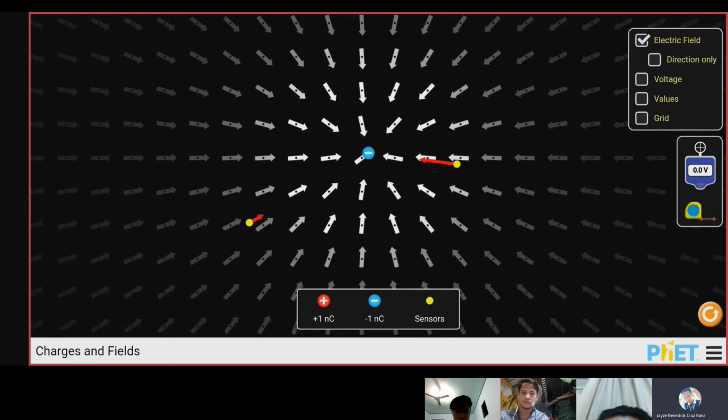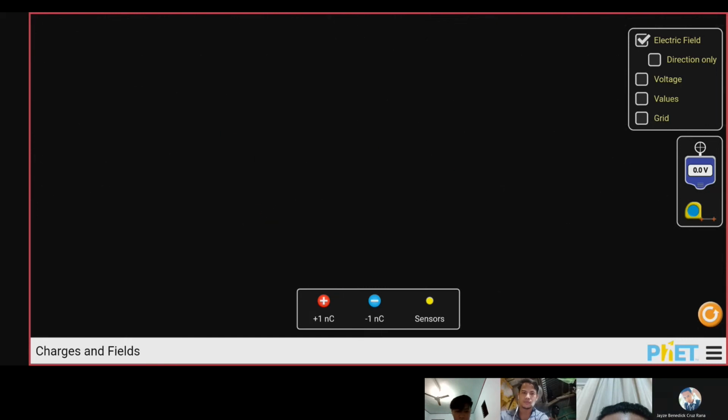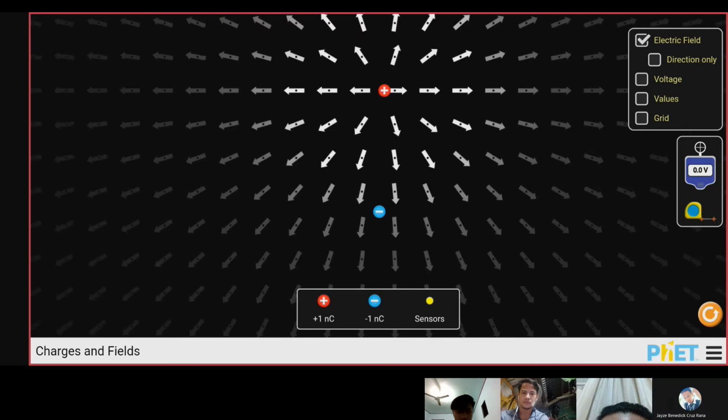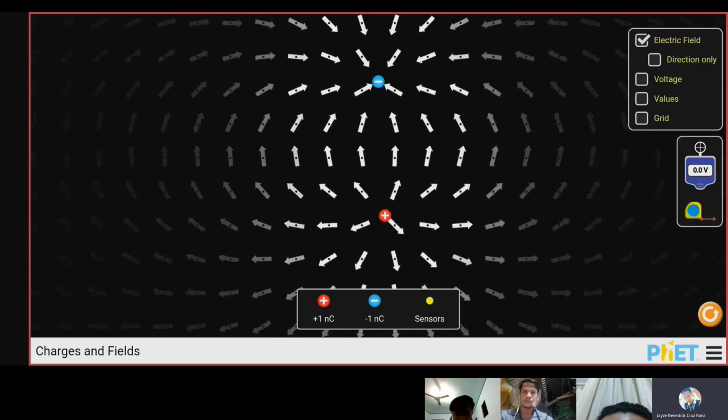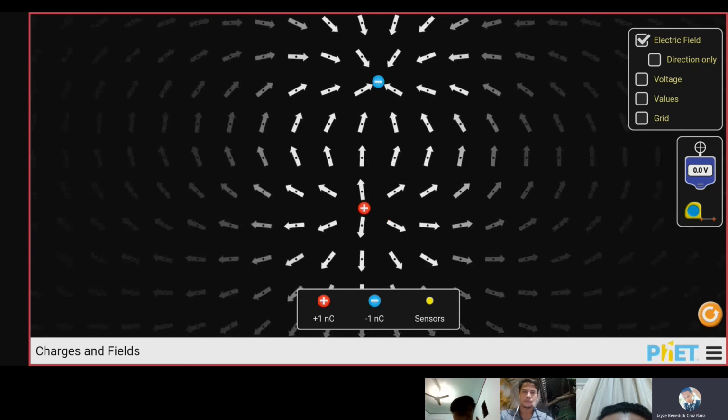Number 4, drop negative and positive charge ion. So ito po yung nagiging itsura nun. Negative sa taas, positive sa baba. And as we can see po, yung arrow po sa positive charge po ay palayo, then yung palayong arrow po ay papunta po dun sa negative charge.